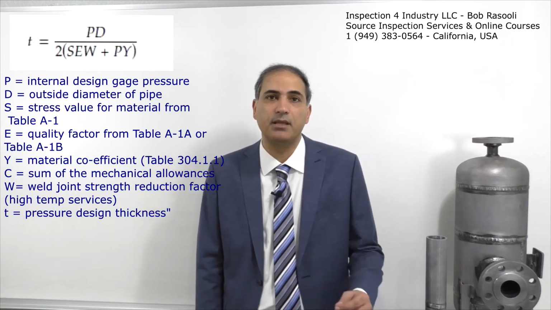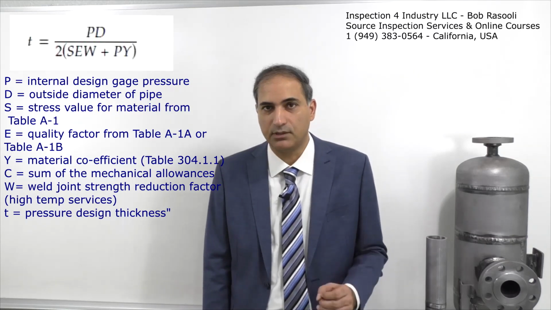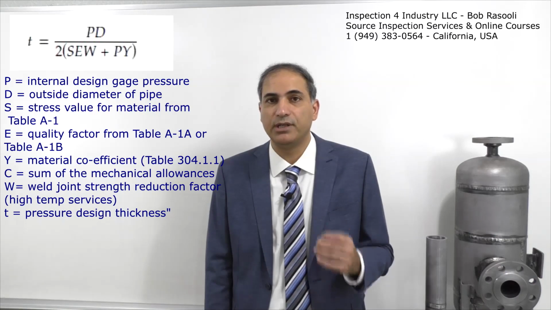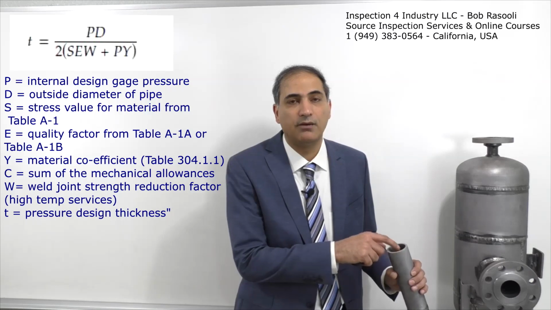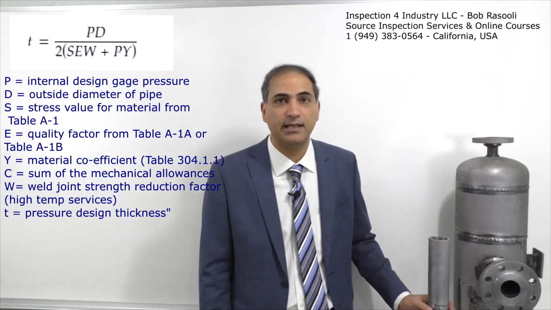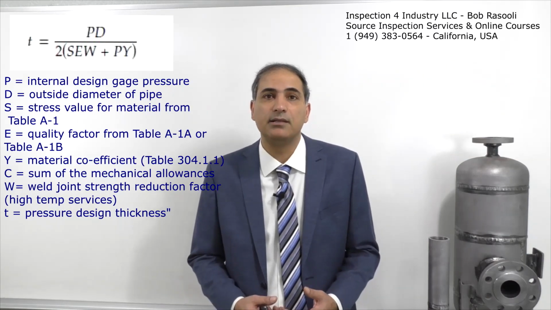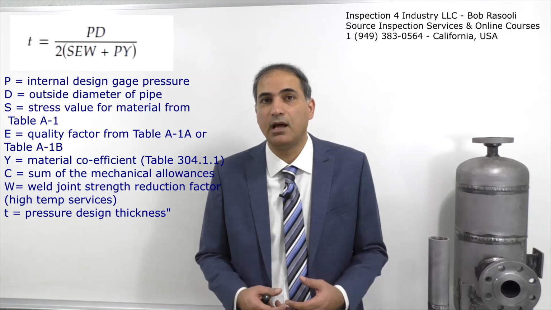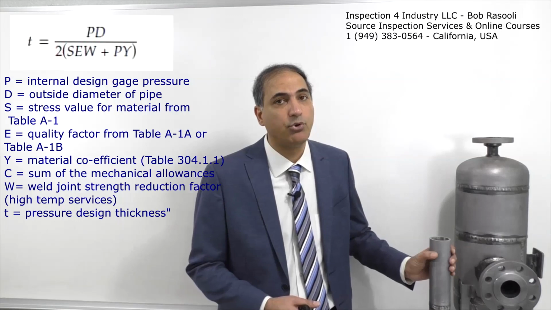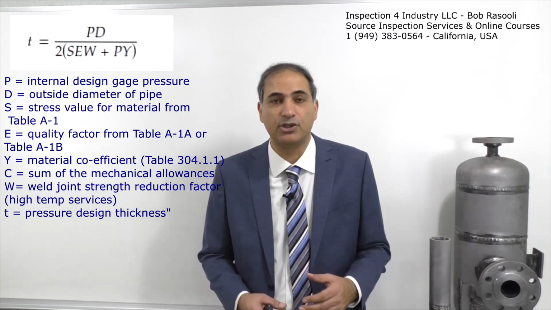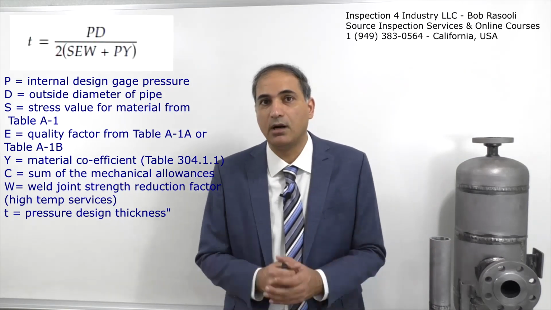The first one, P, is the design pressure. The design pressure comes from the customer or owner or his engineering agent, who determines the maximum pressure inside this process piping, and we name it the design pressure. Then D is the outside diameter. It's not the nominal pipe size. So if it's a 6-inch pipe, then it's going to be 6.625 inch.